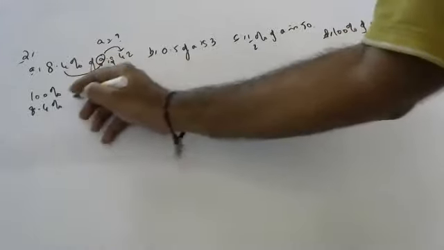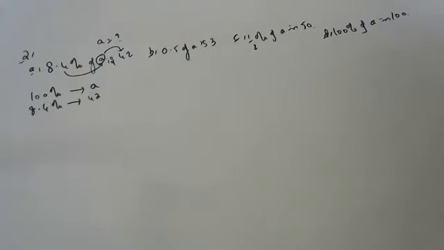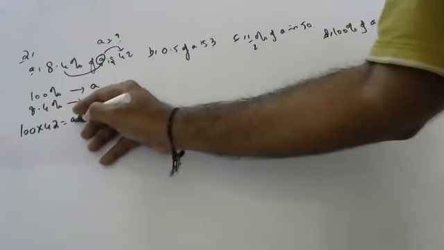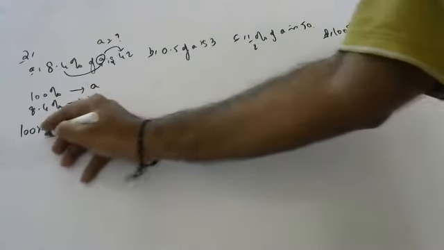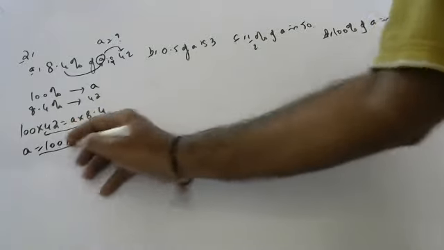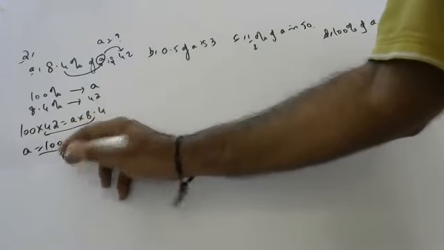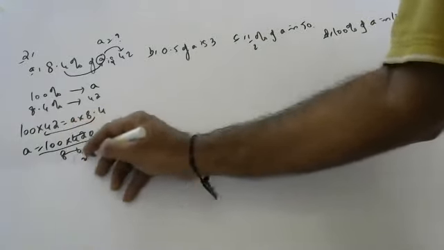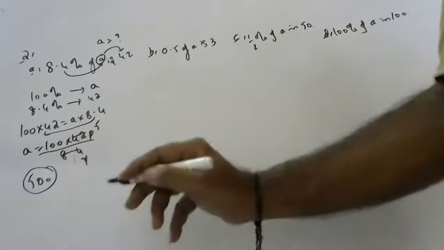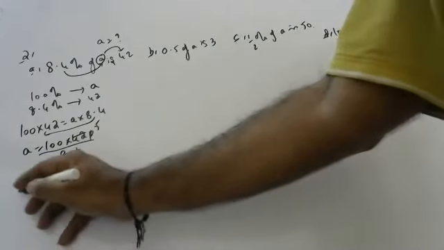Sir, 100 into 42 is equal to 8.4 into A. Break it down. A is equal to 100 into 42 by 8.4. If you remove this point, children, 420 by 8.4, sir, 500. So A is 500.